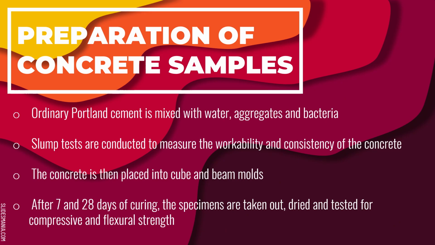Firstly, preparation of concrete sample. Ordinary Portland cement is mixed with water, aggregates and bacteria. Then, slump tests are conducted to measure the workability and consistency of the concrete. Next, the concrete is then placed into cube and beam molds, and after 7 and 28 days of curing, the specimens are taken out, dried and tested for compressive and flexural strength.